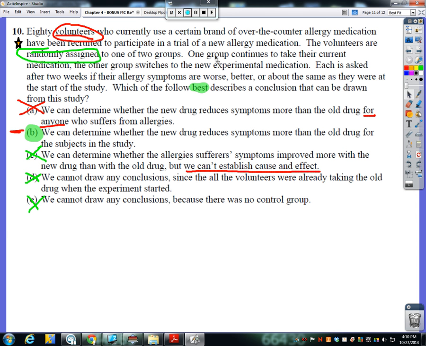So they didn't really specify that this was a blind experiment, that 40 people would continue with the original old medication and 40 would get the new, but they wouldn't necessarily know which one they were getting. So that would be the only thing that would really make this experiment better, in my opinion. To make sure that it's blinded to reduce the placebo effect, essentially.